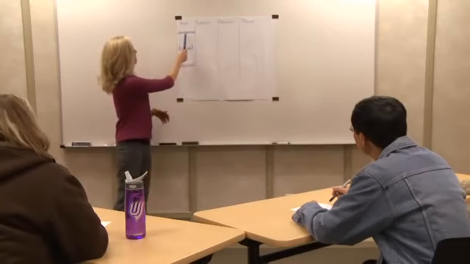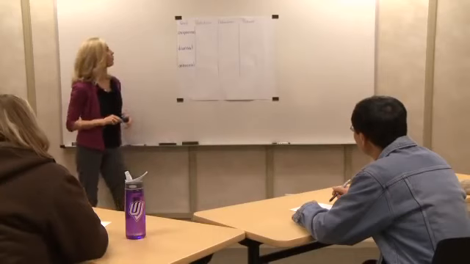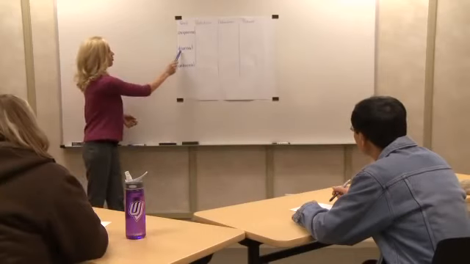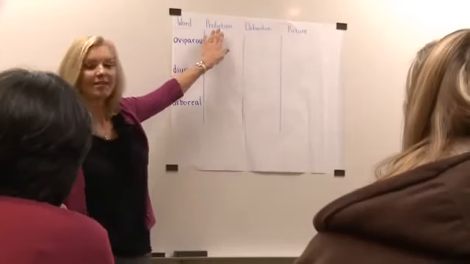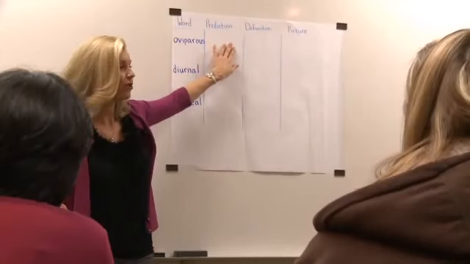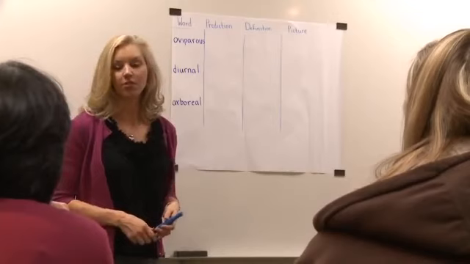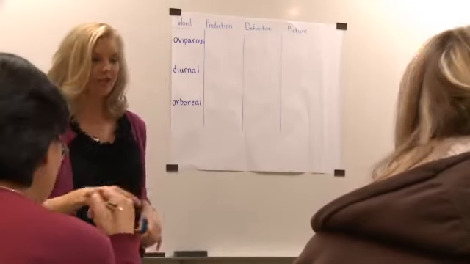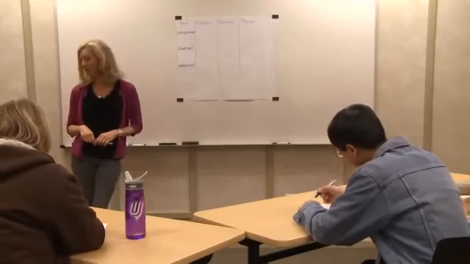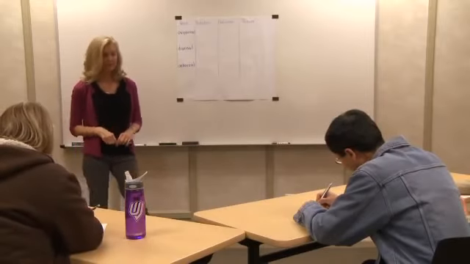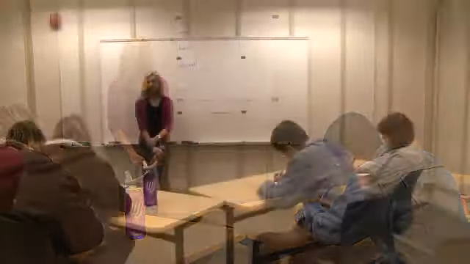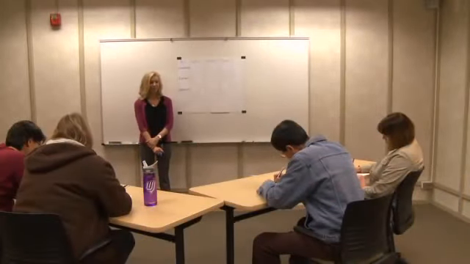Okay, I want you to look at these three words. I'm going to read them for you: oviparous, diurnal, and arboreal. And I want you to write down on your piece of paper a prediction of what you think these three words mean in the second column. You don't have to be right, just go ahead and write down what you think they might mean. Give everyone a chance to write down their predictions.